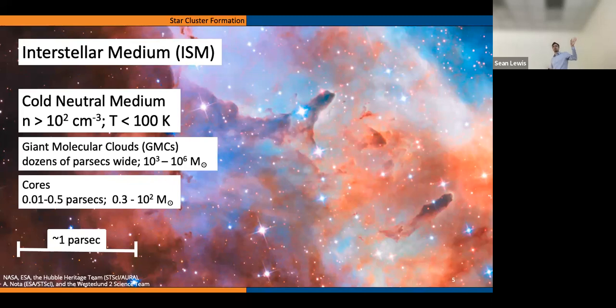By the way, when we talk about masses of objects in astrophysics, we typically relate it to solar masses. One solar mass is the mass of our sun. So giant molecular clouds are thousands or millions of solar masses. There are also smaller substructures we call gas cores, which are fractions of a parsec in size and a few solar masses to a few hundred solar masses. In this image, the darker clumps of gas that you can see here are examples of those cores.